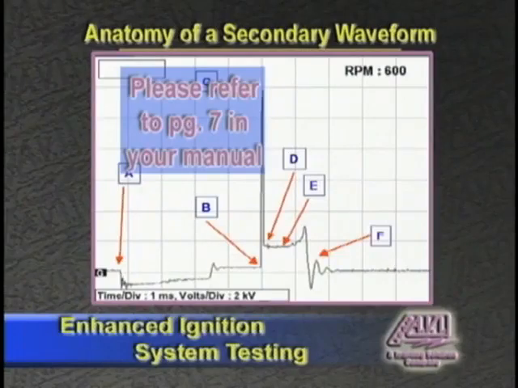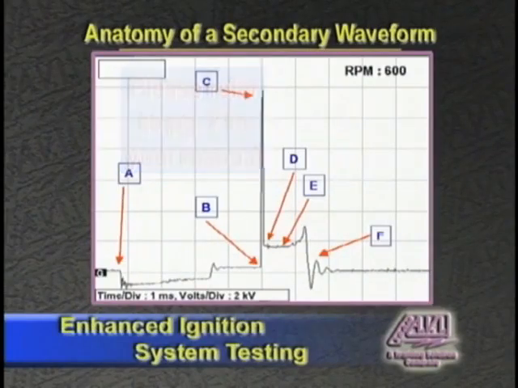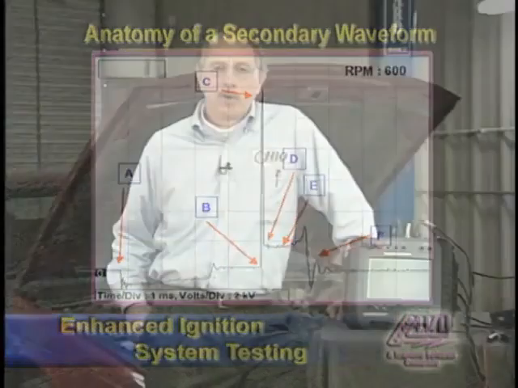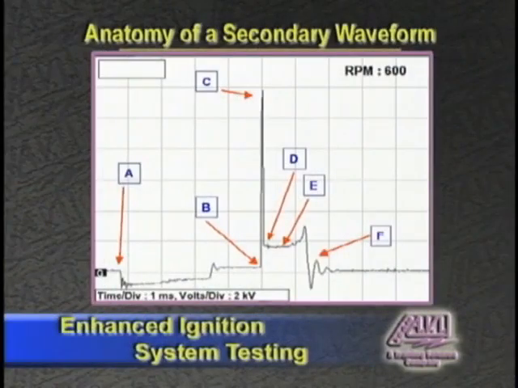Now, before we talk about the 5 types of ignition misfires, let's look at a secondary waveform in your manual. What we've done here is we have listed the critical points. I want to tell you right off the bat, point A and point B actually should never be analyzed on a secondary waveform, but let's go ahead and get this out of the way. We'll talk about them briefly, but we're going to really go into a comprehensive explanation on points A and B on a primary waveform. You're now looking at the anatomy of a secondary waveform.